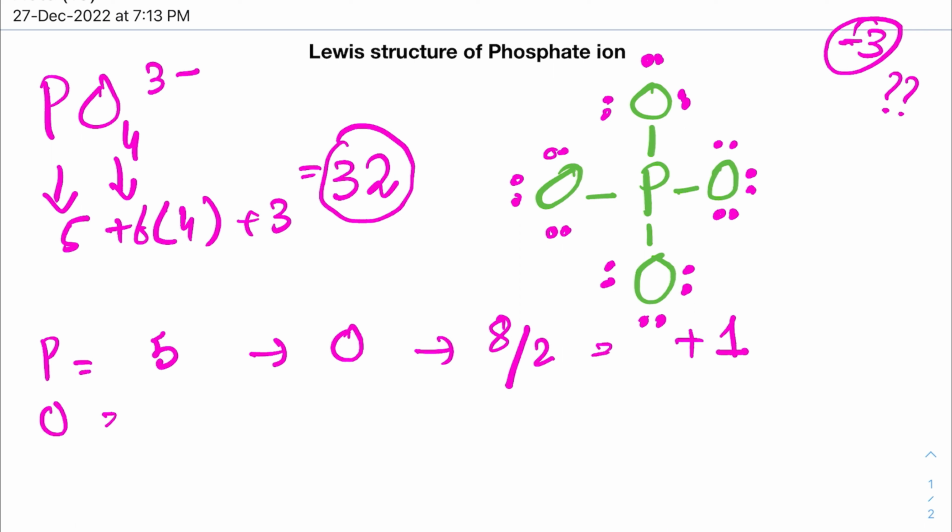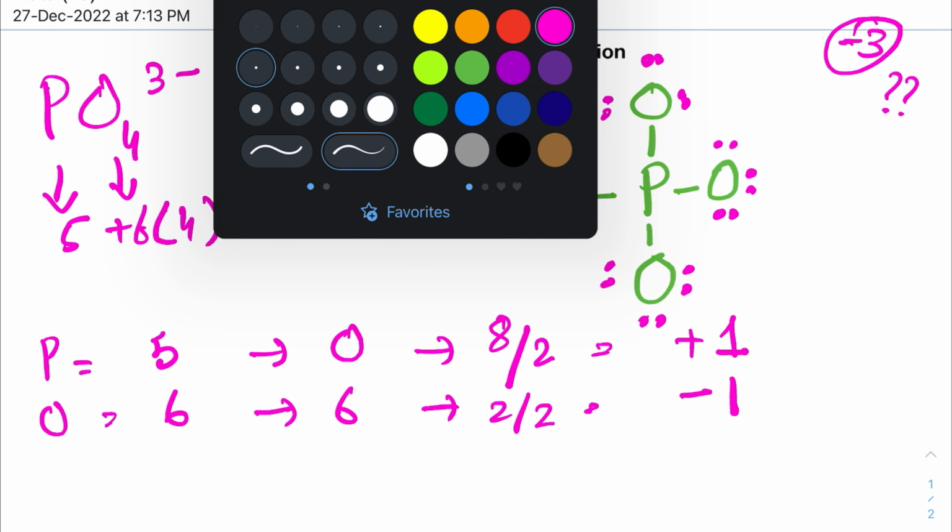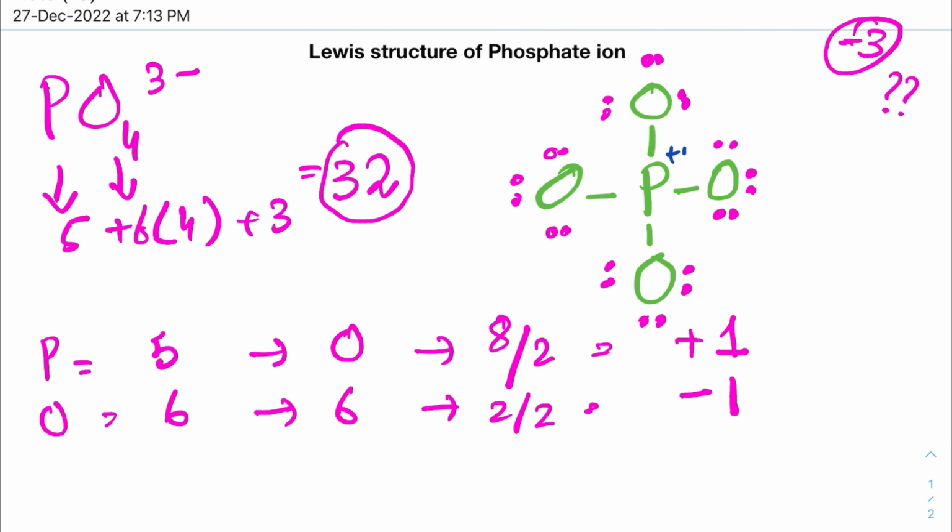While in the case of oxygen, it contains 6 valence electrons, 6 non-bonding electrons, and bonding electrons 2 divided by 2, so the overall charge on it is -1. So in the structure we write it like this: the phosphorus contains +1, however all the oxygens contain -1, -1, -1, and -1. So again we have an extra charge, because we should have -3 but now we are getting -4. So how to accommodate that?